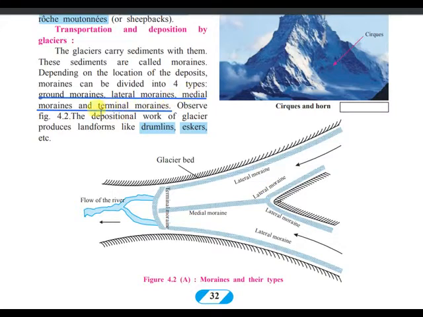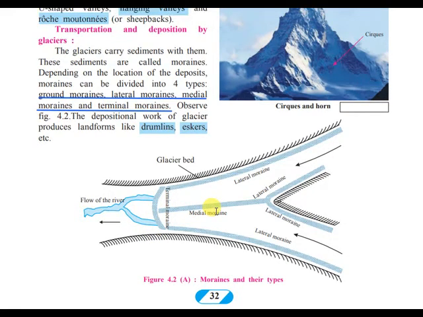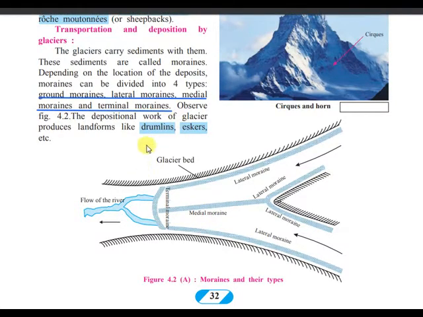Then we have medial moraines, which means when both the lateral moraines come and form into one stream. ये छोटे छोटे जो स्ट्रीम्स बन के एक बड़ा स्ट्रीम बन जाते हैं वो. और टर्मिनल मोरेन्स इज दैट पार्ट where both the moraines or whatever dirt or sediments are collected get fixed at a particular point, that is known as the terminal moraines.